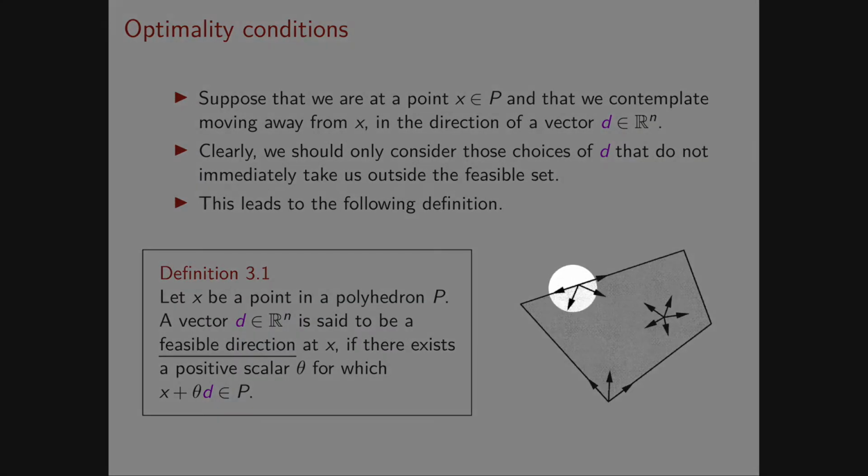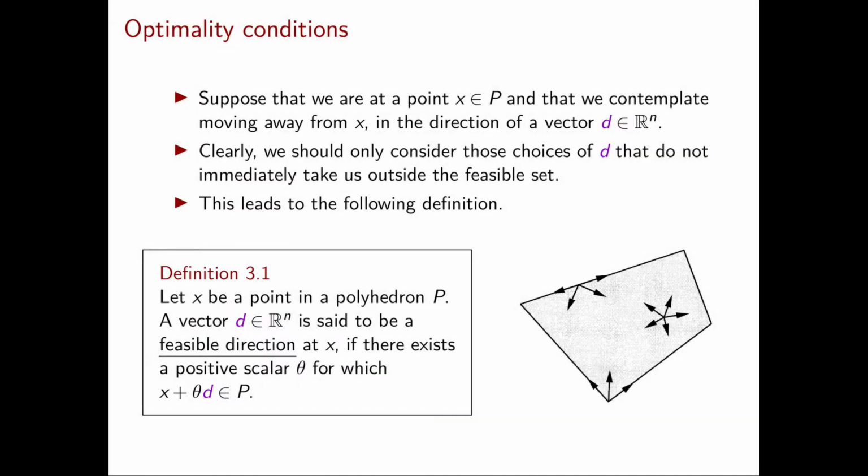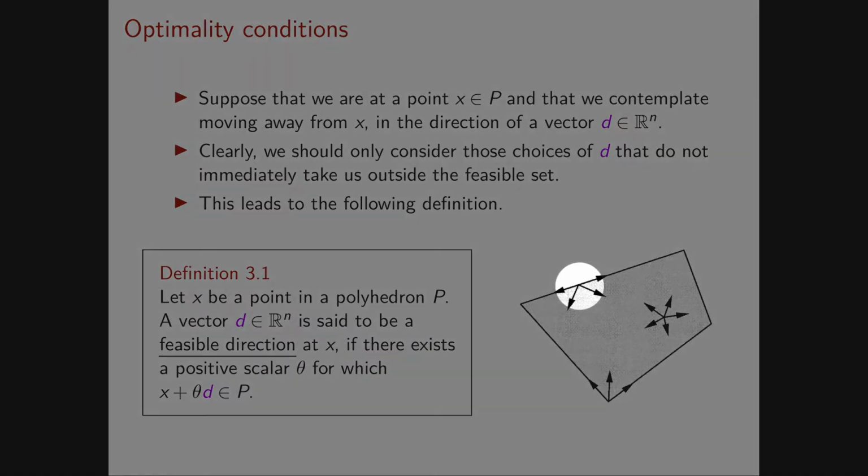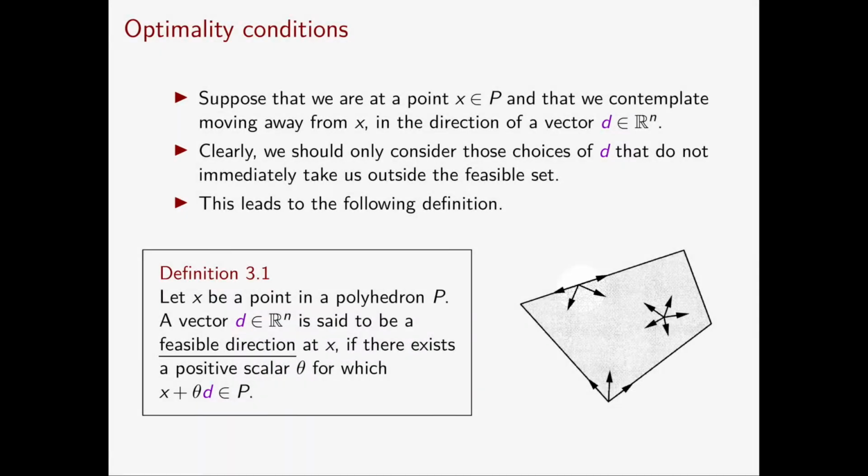However, if we are, for example, at this point, which is on the boundary of our polyhedron, there are some directions that we shouldn't consider because they bring us immediately outside of the feasible set. For example, this happens if you go straight up from such a vector. In the picture, we have instead 4 directions that keep us inside the feasible region.